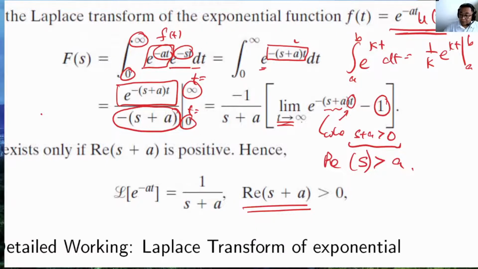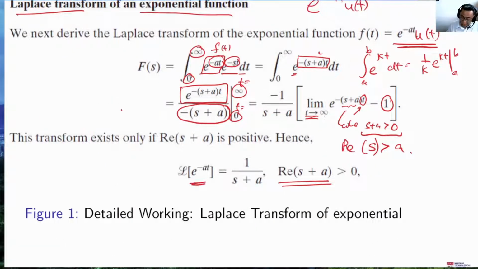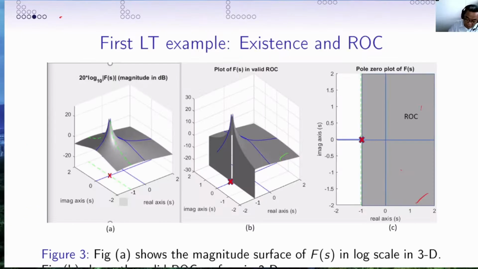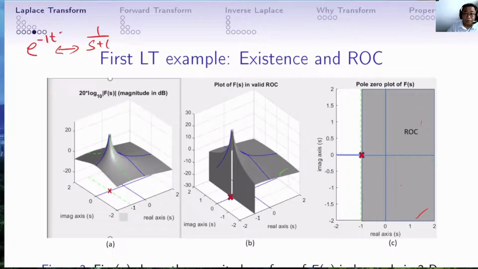Now, we are finished with this. We have done a simple example of the Laplace transform of a decaying exponential, and we are saying that s plus a must be greater than 0. Let's plot the Laplace transform of e to the minus 1t. This is 1 over s plus 1. So e to the minus 1t is the function in time, and this is F(s).